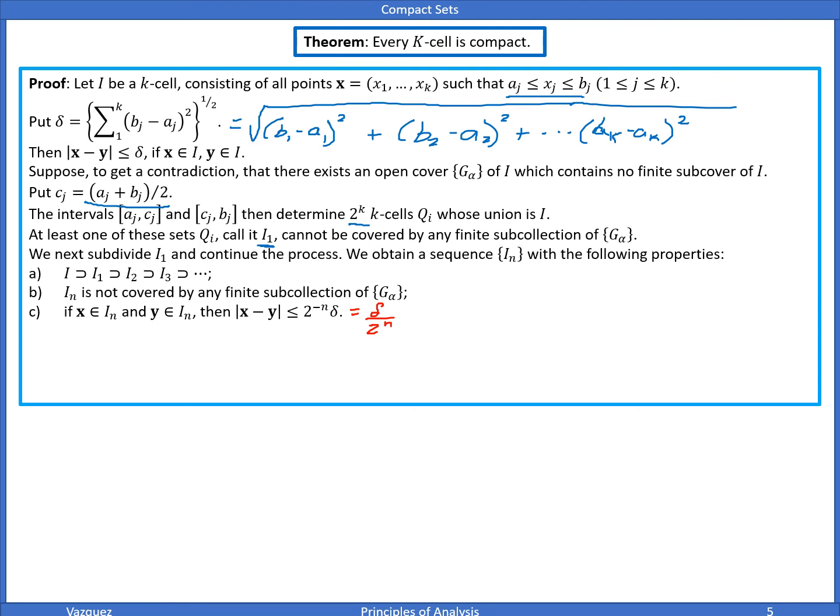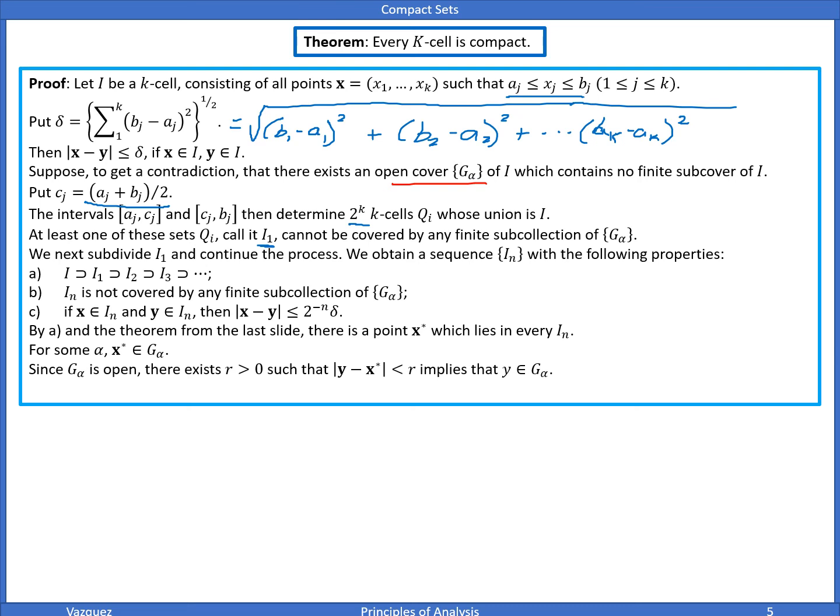Well, by property A, and the theorem from the last slide, saying that the intersection of all k cells is not empty, there's a point x star which lies in every I sub n. For some alpha, we're going to say that that point x star is contained in G sub alpha, which is this open cover. And since G sub alpha is open, there exists an r such that the absolute value of y minus x star is less than r, which implies that y is also in G sub alpha.